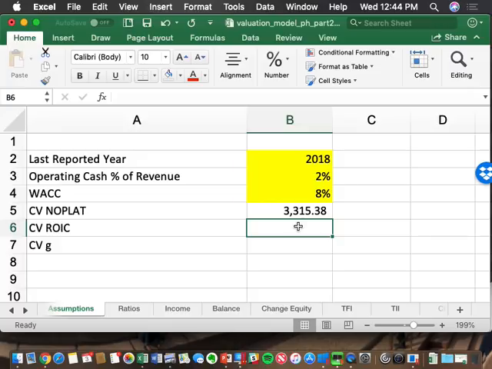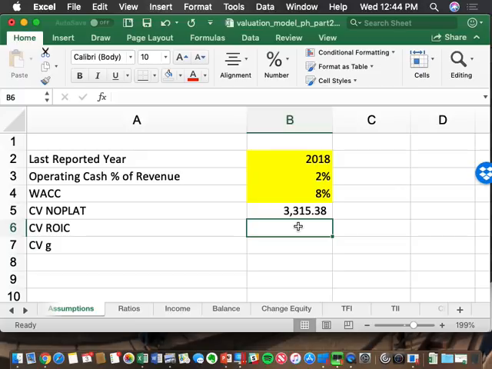The challenge becomes, if we're dealing with a cyclical business, what if we're in a horrible recession and year 6 is at the bottom of the trough? Well, that NOPLAT is probably not representative of the firm long term, and will probably undervalue the firm. Same thing, if we're in a cyclical business, and what if year 6 is the peak of the peak? Well, it's going to probably overvalue the firm because that's not representative of the long term.